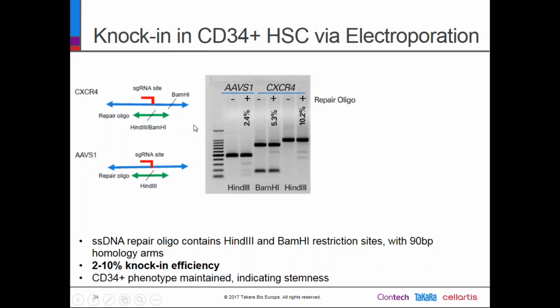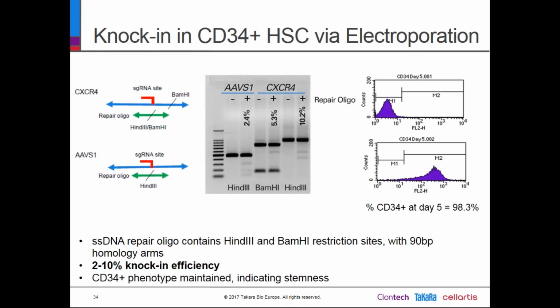And interestingly, the CD34 plus cells maintained this phenotype. So we measured CD34 expression 5 days after the genome editing, and you can see here that still 98% showed CD34 expression, indicating the stemness of the hematopoietic stem cells. So the electroporation did not influence the pluripotency of the stem cells.